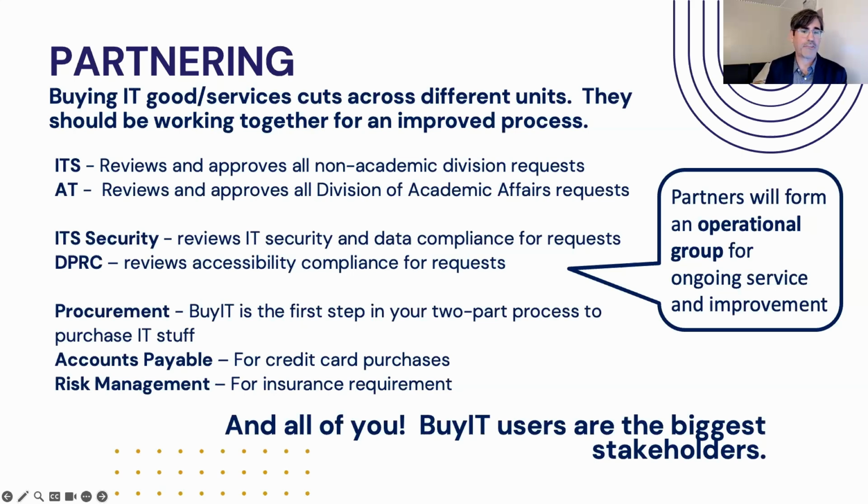And so we've talked about these partners already, but I want to also just highlight procurement, who I've talked about, accounts payable, and risk management. These groups will form a regularly meeting operational team that will be reviewing both the BuyIT system and process, but also ongoing tickets. How can we keep improving the engagement process? Because we've created more of an automated system here, but the human element doesn't go away, and the customer service that we provide around it is a core part of that.